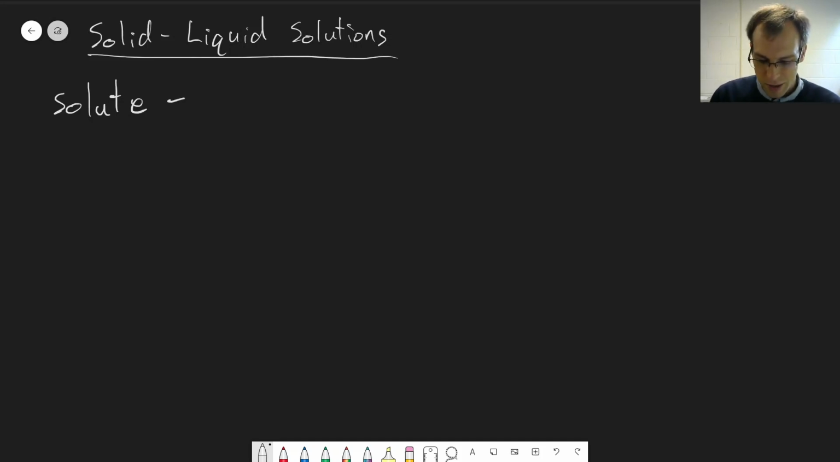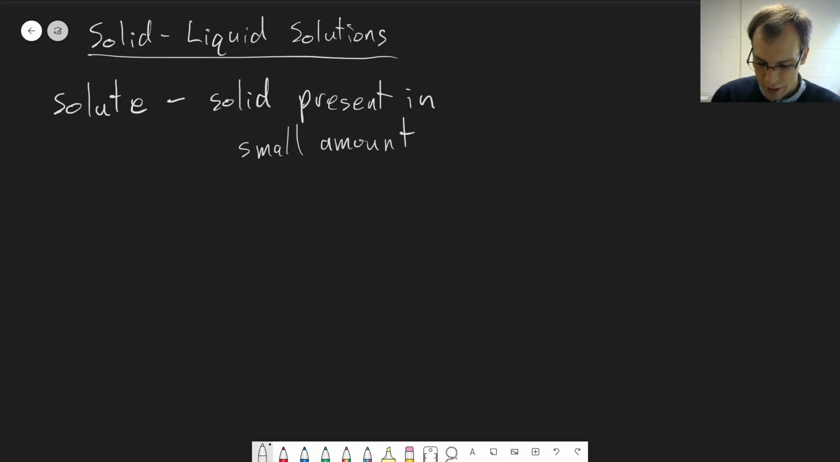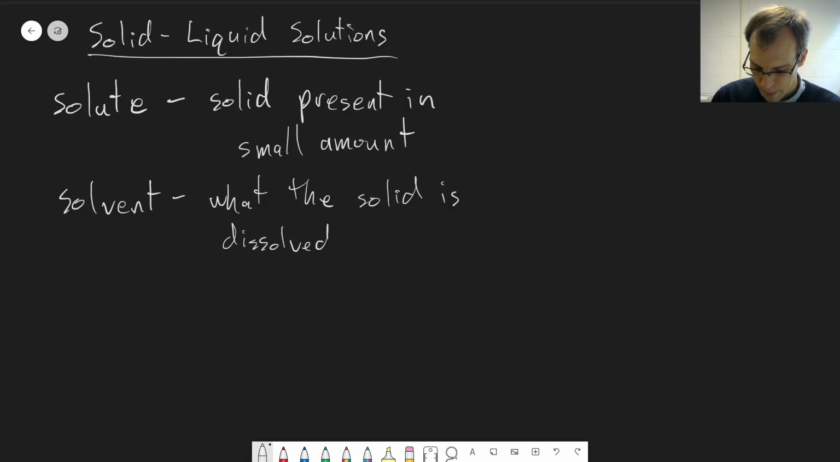Okay, so since we're thinking about solid-liquid solutions, again, this is just a reminder of nomenclature that we use. Solute is going to be our solid that's present in low concentrations, present in small amount, and it is dissolved in our solvent, which is what we have a lot of, what the solid is dissolved in, usually water. But the thermodynamics we are discussing would apply to any other solvent we wanted to use as well.